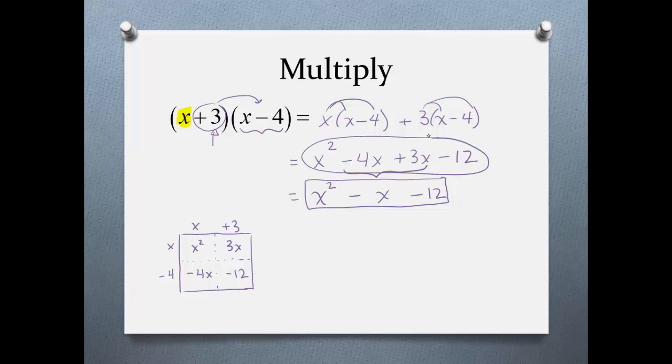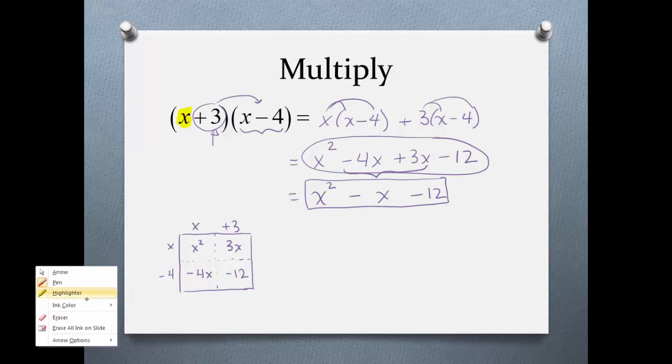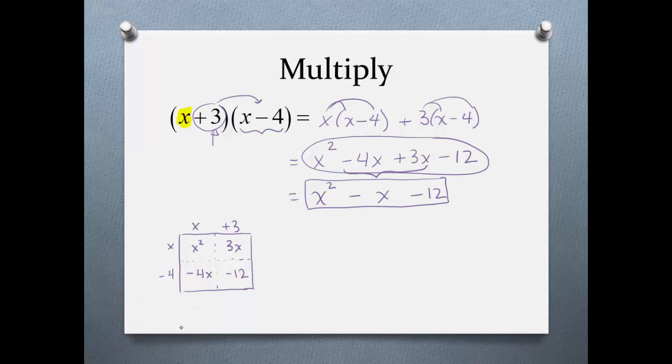Now one last thing about this problem. Sometimes people use the term FOIL. And let me explain to you what that means. If you look at this x squared here, some people say that comes from multiplying the first term in each parentheses. So that came from the x times the x. And if you look at the minus 4x, some people say that comes from the outside. That came from this x times this minus 4.